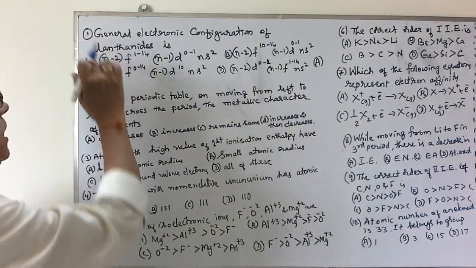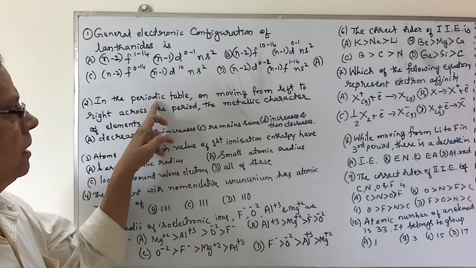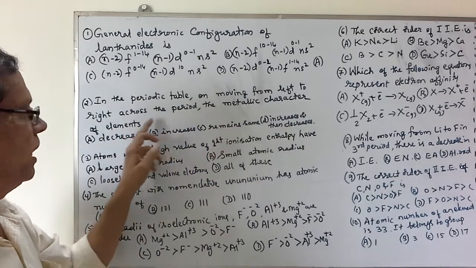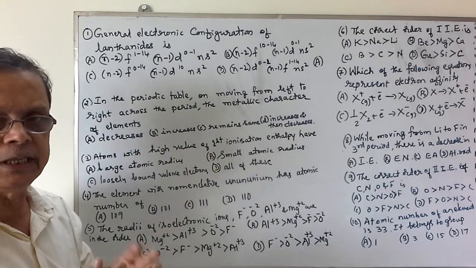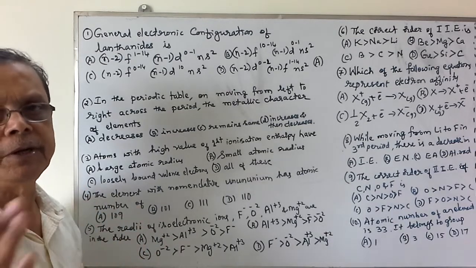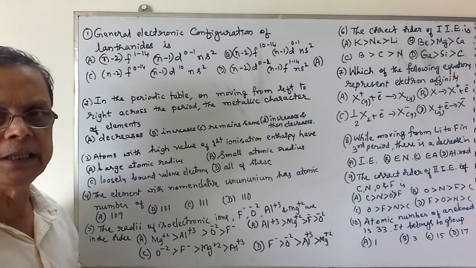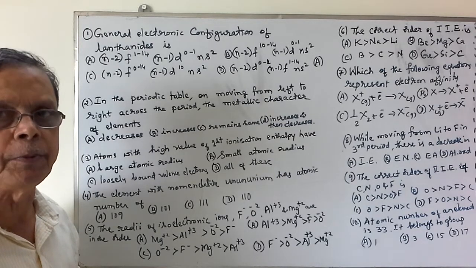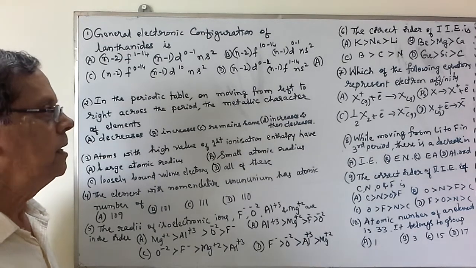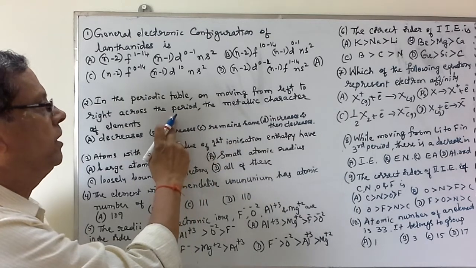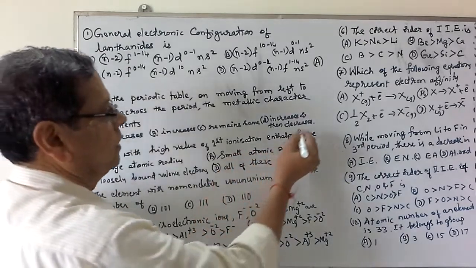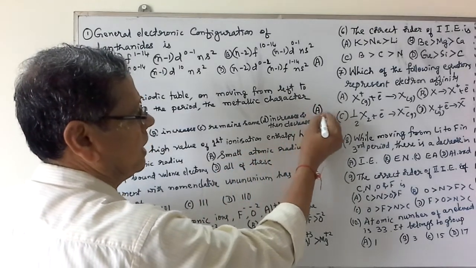Considering the second question, in the periodic table, on moving from left to right across the period, the metallic character of elements. We know that the extreme left of the periodic table contains the metals. When we move from left to right, after the D block elements, we get the P block elements, and most of the P block elements are non-metals. That's why the metallic character across the period decreases. The correct option is also A.